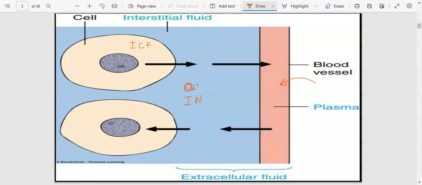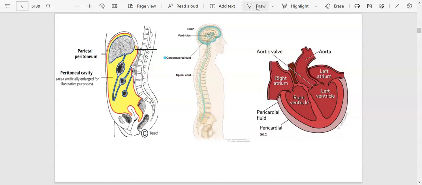Well, for here we cannot see the transcellular fluid, because the transcellular fluid is found within some special cavities, like in the eyes, in the gastrointestinal tract, in the GIT, let me say, within the intestines. We can also talk about the fluid that is found in the lungs. There are spaces in the lungs, and the liquid that you're going to find there is also going to be called the transcellular fluid.